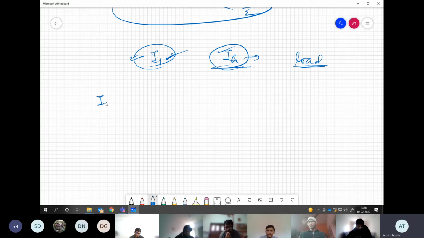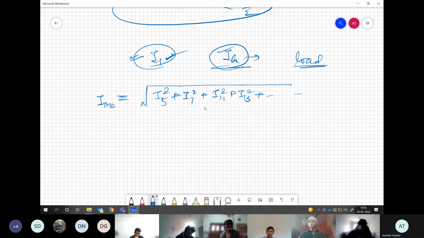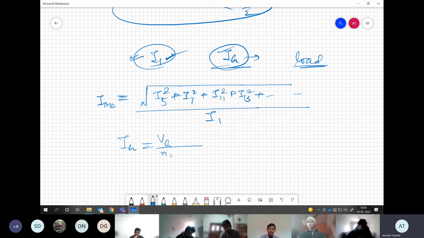So what we have is ITHD equal to the square root of the sum of I5 square, I7 square, plus I11 square, plus I13 square, and so on, divided by I1. Now we have seen that in general, our current harmonic IH and voltage harmonic VH are related by this. The magnitude is related through this leakage and the harmonic order. So we can plug in these values here.